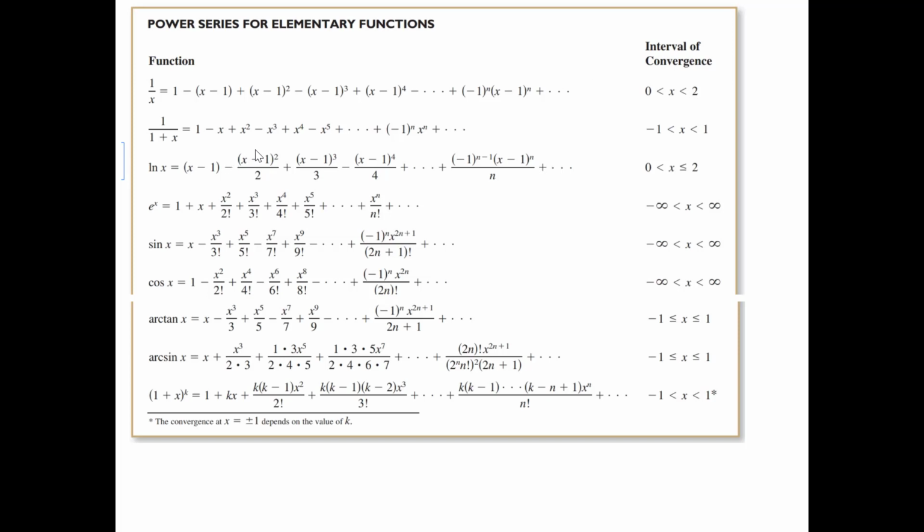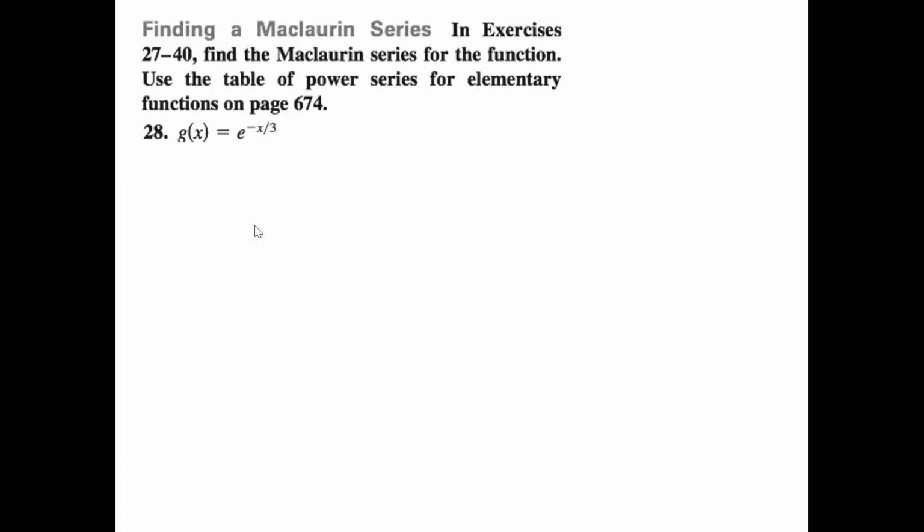1 over 1 plus x is the same as its Maclaurin series on the interval from -1 to 1. The natural log of x is the same as its Taylor series on the interval from 0 to 2, and so on and so forth. And what we're going to do now is use these known series to find new series. And that's what we'll go into now.